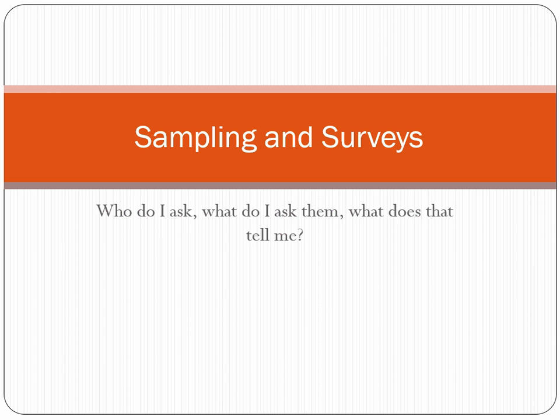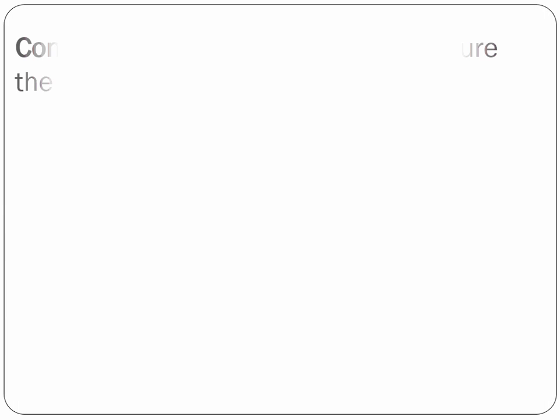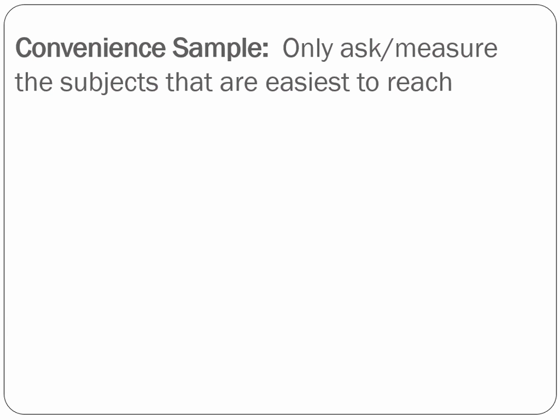We'll take a quick look at the different types of sampling and survey methods that are out there. We kind of started this yesterday with the jelly blubbers, and then we'll look at actually giving them names today. So the first type of sample out there is a convenience sample, and that's where you only ask or measure subjects that are easiest to reach.